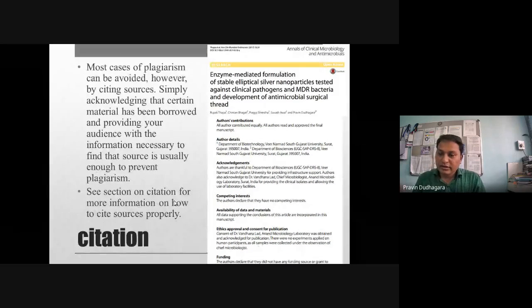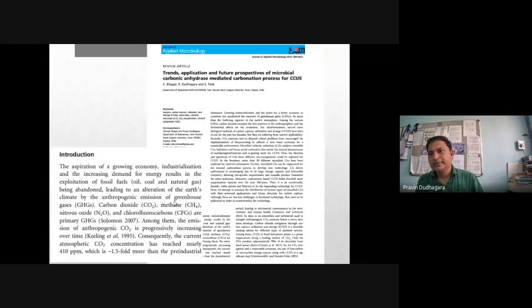So research ethical approval should be required, and the majority of good journals, high impact factor journals, demand a competing interest statement, ethical approval, and acknowledgement. So you have to cite each of these particular things in your manuscript, in your thesis.